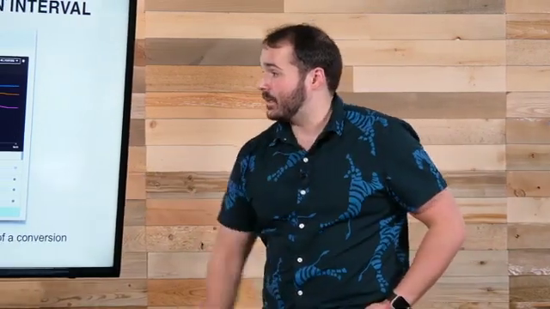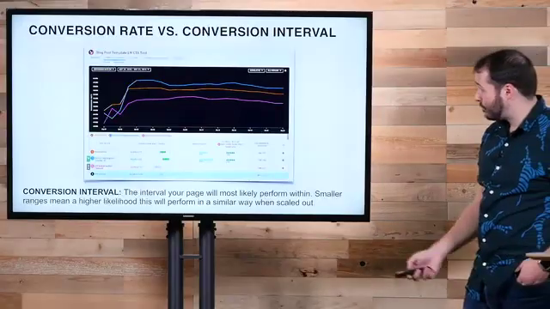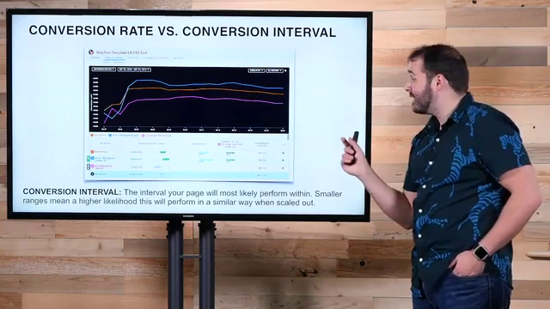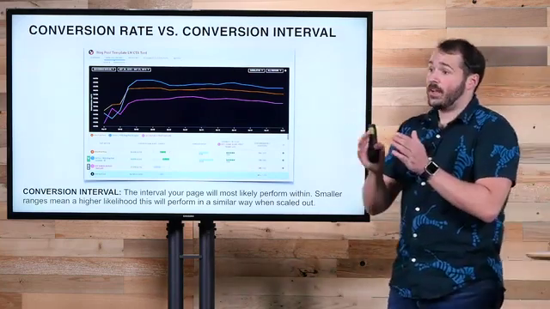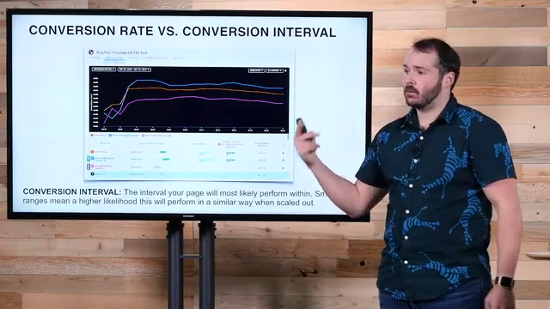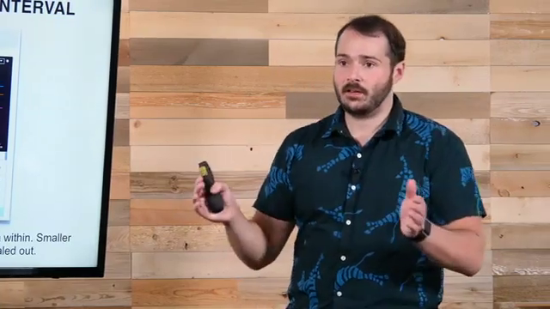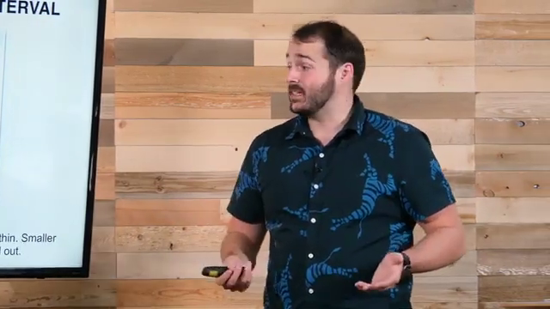So that's the one right there that you can see. And then the interval is that plus or minus. So the interval is what your page is most likely to perform within. The smaller the range you get, the higher the statistical power of the experiment. So if you can knock that down to within like 1 or 2%, that's pretty good, right?